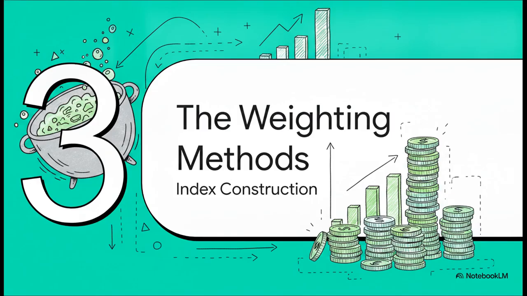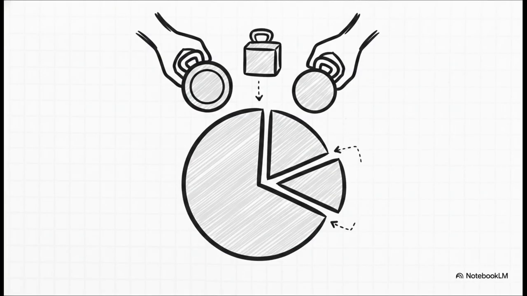Next up, Section 3, the 4 weighting methods. Once an index provider decides which target market to represent and actually picks the securities, they have to make a massive decision. How much weight should be allocated to each security? This weighting decision is essentially the recipe used to bake the portfolio, and it has a huge impact on the index's final value. Today, we mostly see 4 primary methods: price weighting, equal weighting, market capitalization weighting, and fundamental weighting.